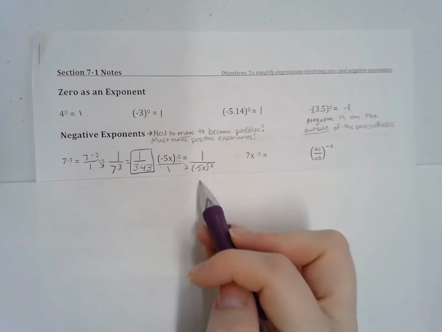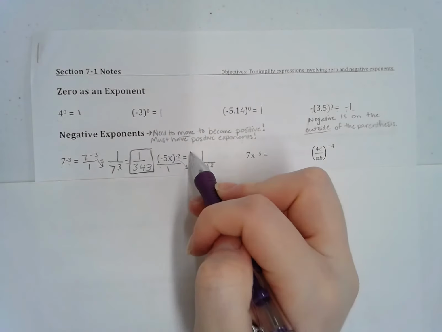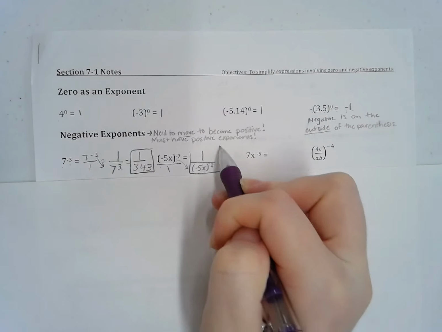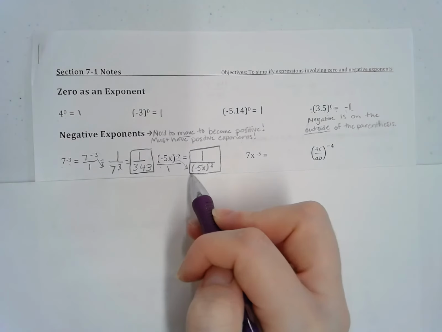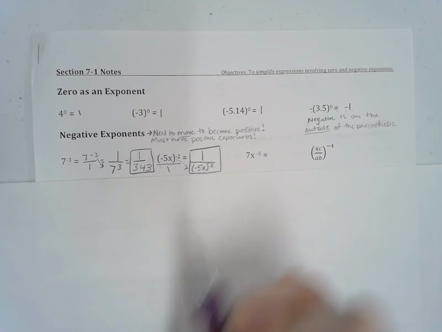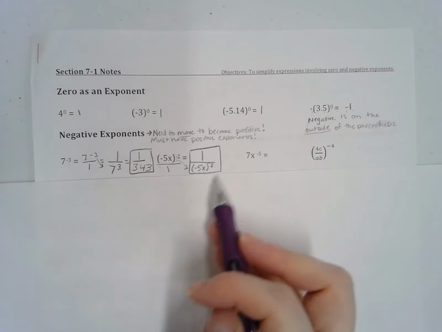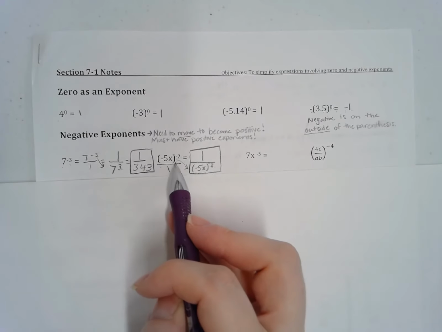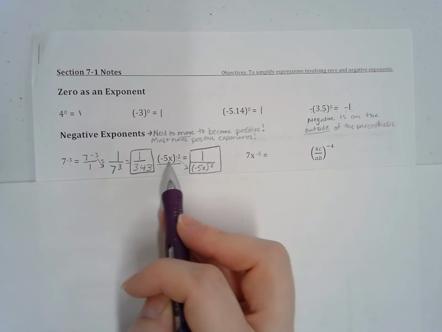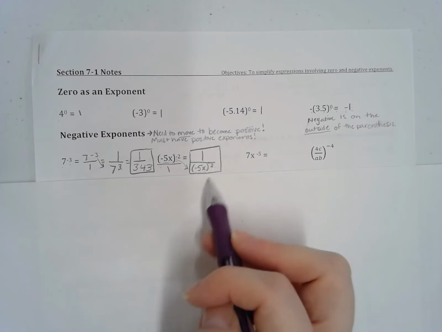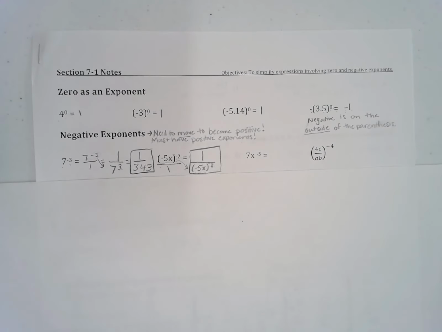Because this has a variable, the x, I cannot simplify it any further, so that's going to be my final answer. 1 over parentheses -5x to the +2nd power. The only thing I did here was I moved where the location of the parentheses and the exponent were in order to make that exponent positive, because I must have positive exponents.